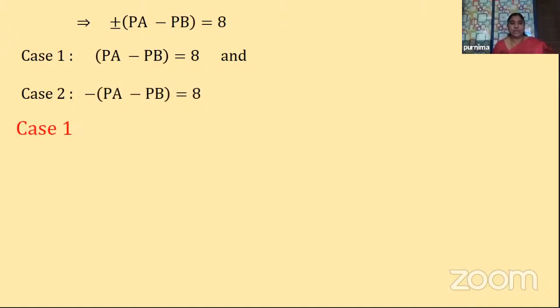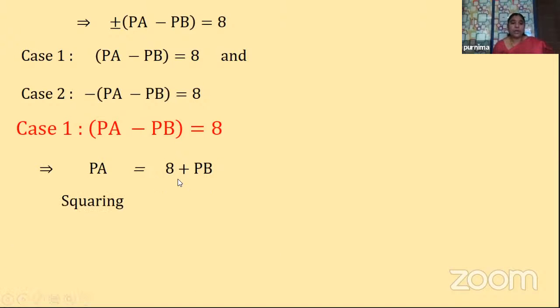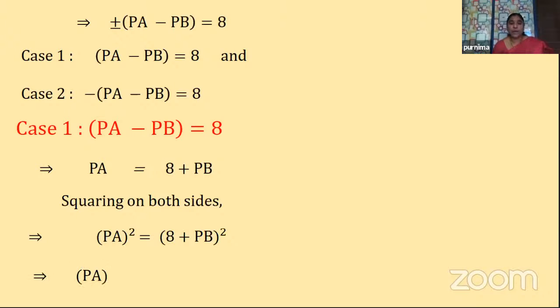So now here, case 1. What is case 1? PA - PB = 8. So it is a positive value. Yes or not? So before squaring on both sides, PA is equal to this, and -PB will go to the other side. So it is nothing but 8 + PB. Now squaring on both sides, what happens? PA square is equal to (8 + PB) square, which is nothing but PA square = 64 + 2 × 8 × PB + PB square.